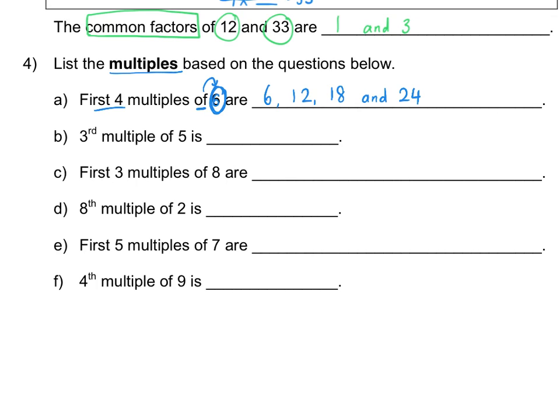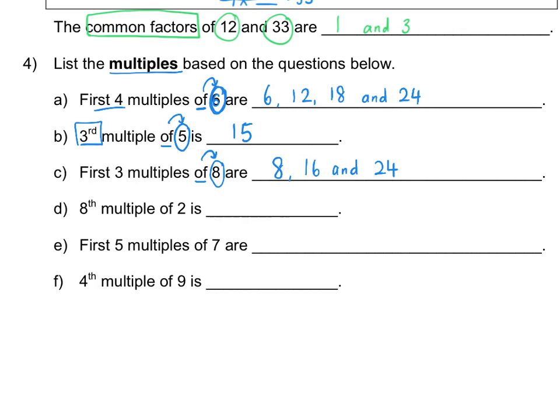Moving on to part B. Third multiple of 5. So you focus on behind the word of, 5 times table. Which is the third multiple of 5? 5, 10, 15. So the answer is 15. Moving on next. First 3 multiples of 8. So you look behind the word of. You are looking at 8 times table. So what are the first 3 multiples of 8? 8, 16 and 24.